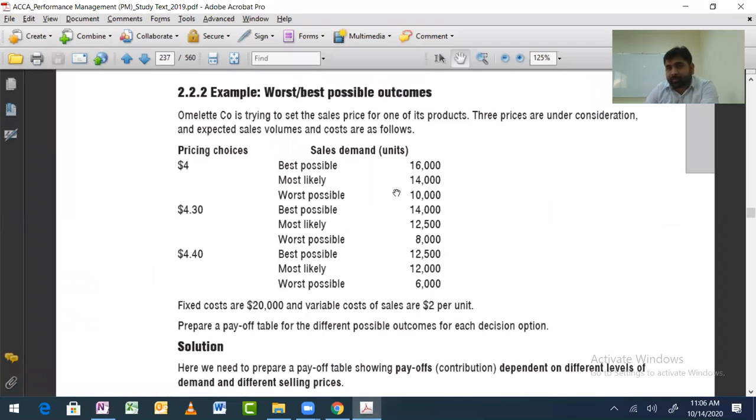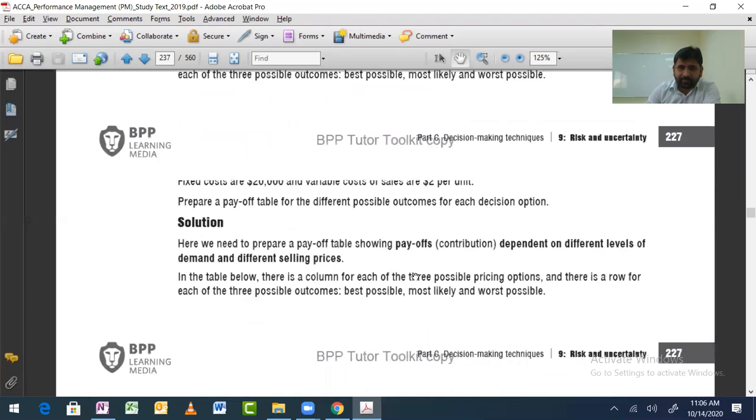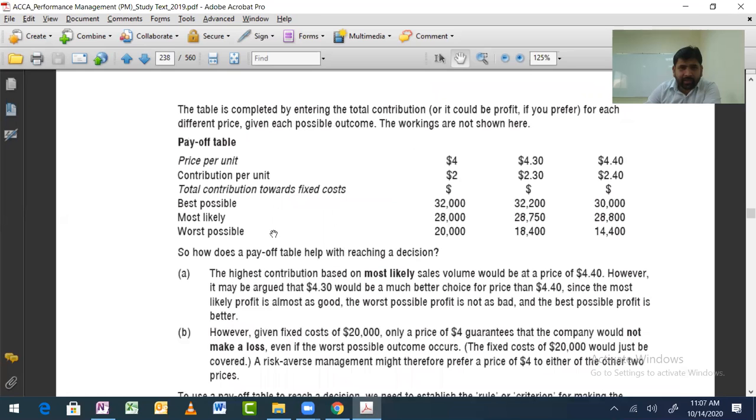Let's move on, because in this part of the question they didn't ask you to do all this maximin and all that. They just wanted you to prepare the payoff table for the different possible outcomes. So we already did that. Fine. Now they have done it with contribution only.